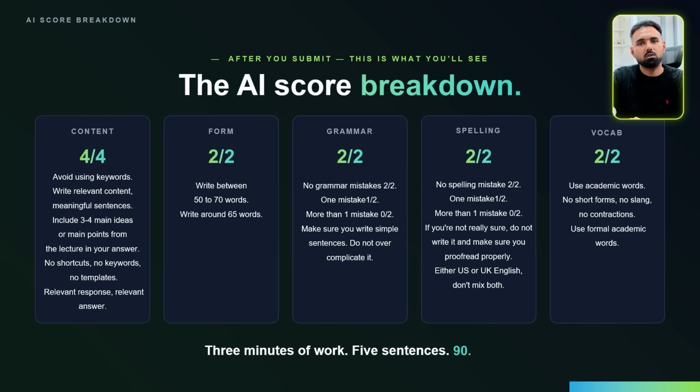Each summary is marked on 5 parameters. The first one is content, 4 points for it. To get 4 on 4, you have to make sure you avoid using keywords. You write relevant content, meaningful sentences, and whatever was there in the lecture.